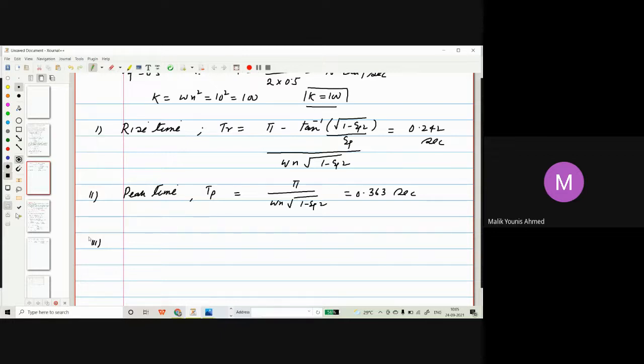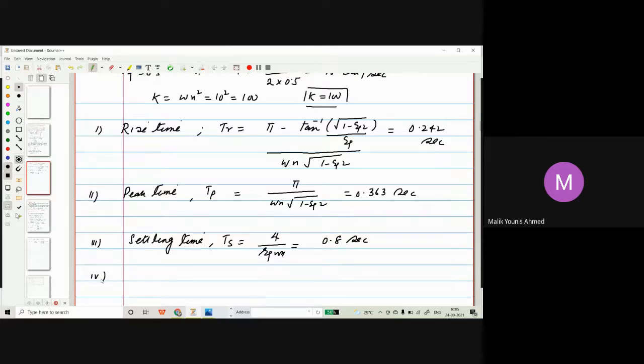Now third, what are we having? Third we have the settling time. Settling time is Ts. Settling time is 4 divided by xi omega n, and the value is 0.8 seconds.